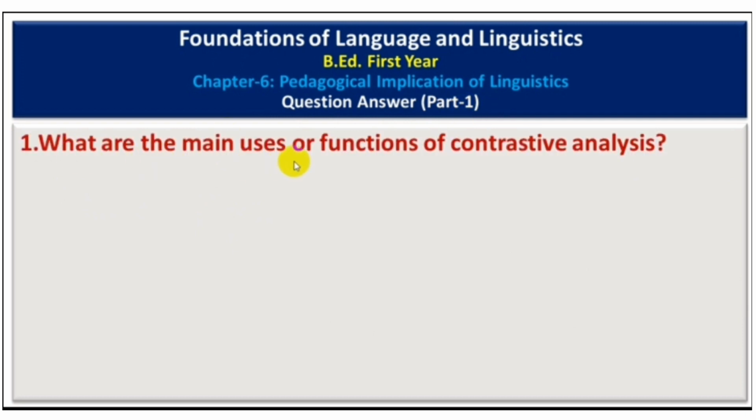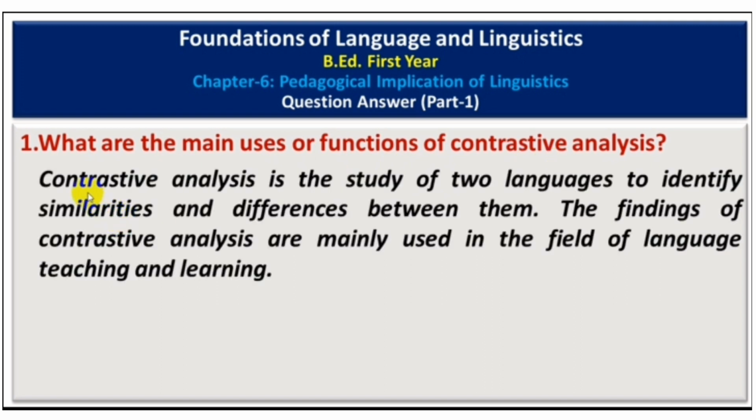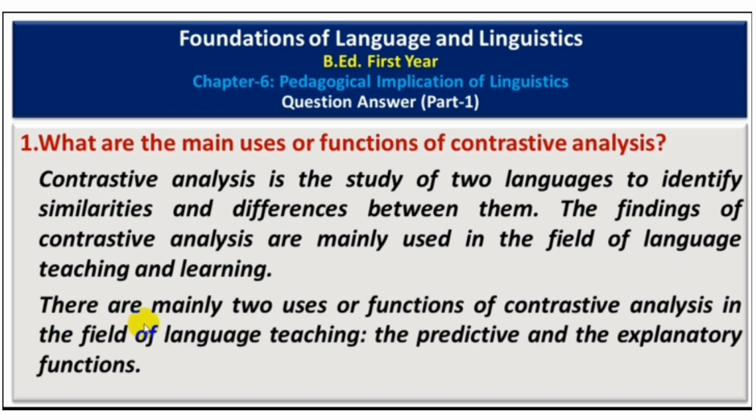What are the main uses or functions of contrastive analysis? Contrastive analysis is the study of two languages to identify similarities and differences between them. The findings of contrastive analysis are mainly used in the field of language teaching and learning. There are mainly two uses or functions of contrastive analysis in the field of language teaching: the predictive and the explanatory functions.